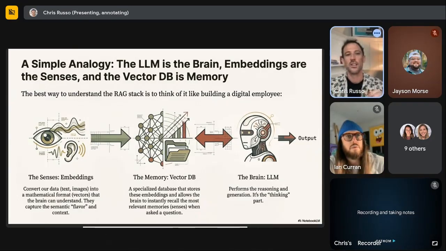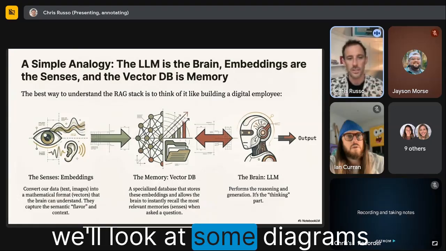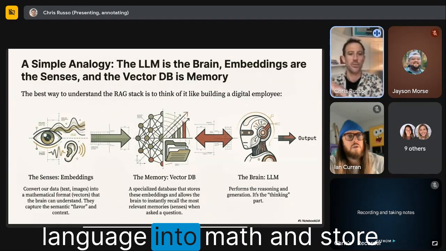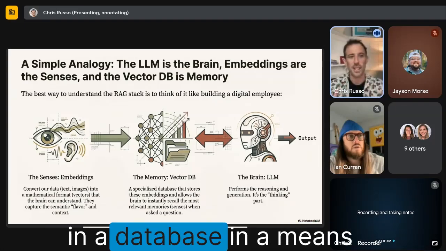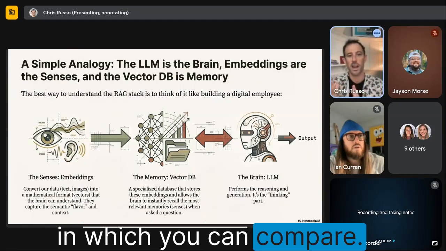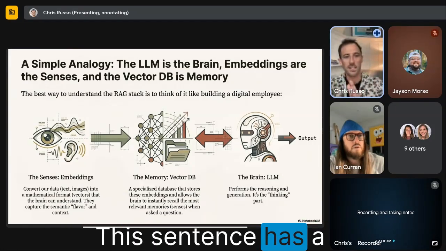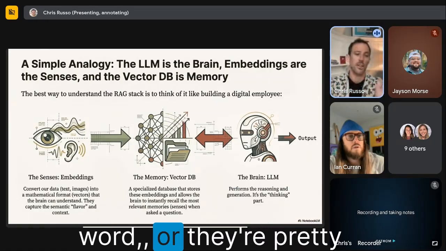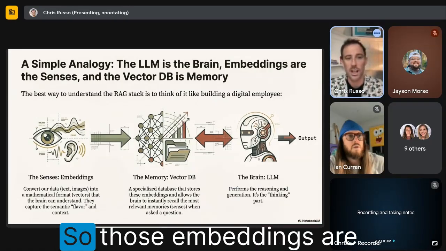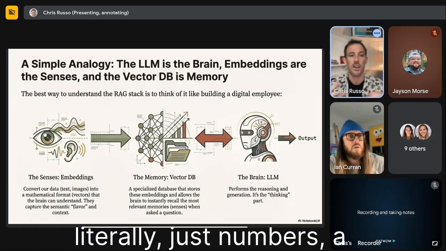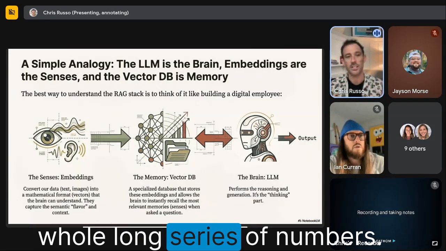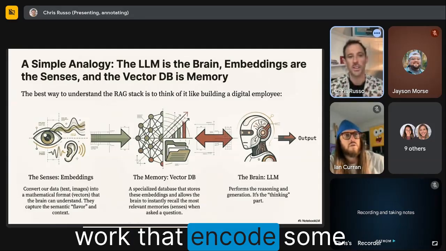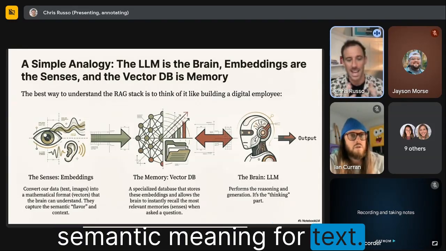So embeddings, and again, we'll look at some diagrams in a second, are ways to turn language into math and store it in a database in a way in which you can compare: this sentence has a similar concept to this sentence, or this word has a similar concept to this word, or they're pretty divergent in their concept. So those embeddings are literally just numbers, a whole long series of numbers, and this is how LLMs work, that encode some semantic meaning for text.